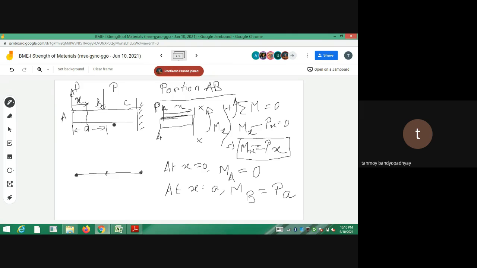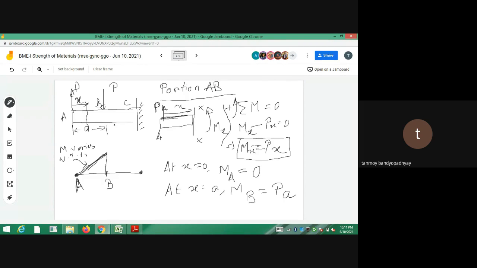So from the point A to B, I can see that there is a linear variation of the bending moment. So this is the bending moment variation from the point A to B. So for the part AB, the bending moment varies linearly and it increases from 0 at A to Pa at the point B. So this length is actually Pa. I will write that later. So this is y is equal to mx. So on this portion, M varies with respect to x.